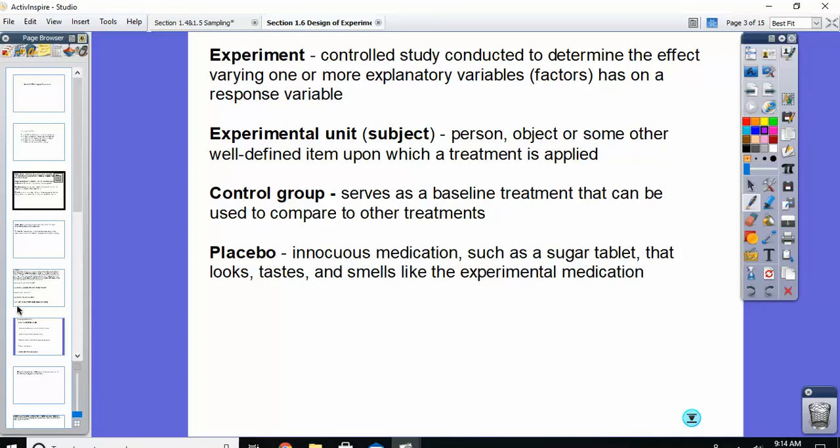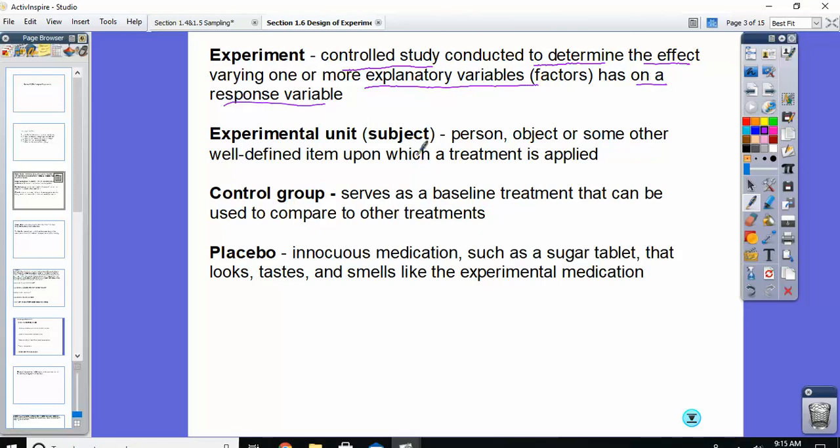The first thing we're talking about is an experiment. An experiment is some type of study that's conducted to determine the effect of varying one or more explanatory variables or factors, and to see what effect that has on the response. So an experiment is a controlled study to determine the effect of the explanatory variables on the response variables.